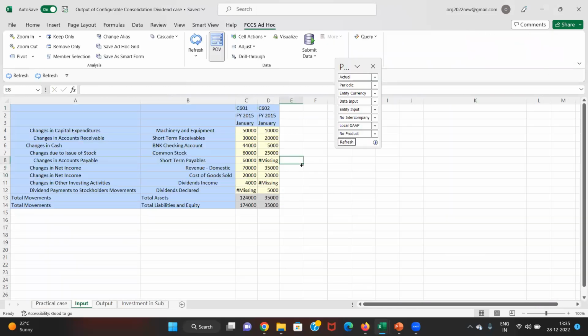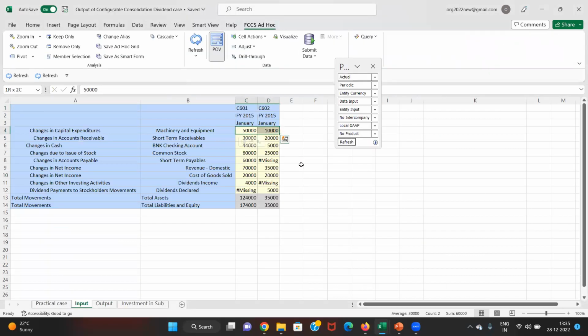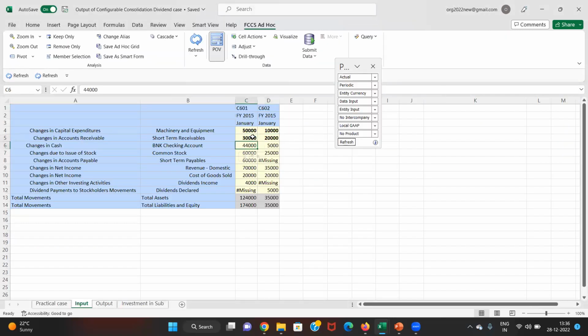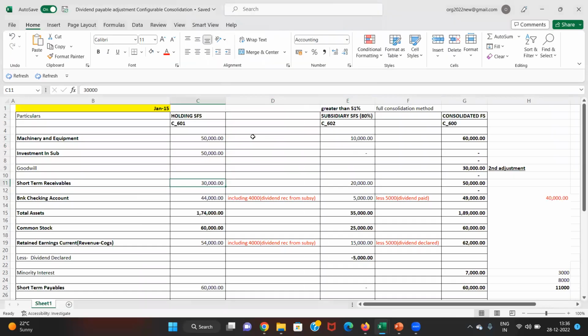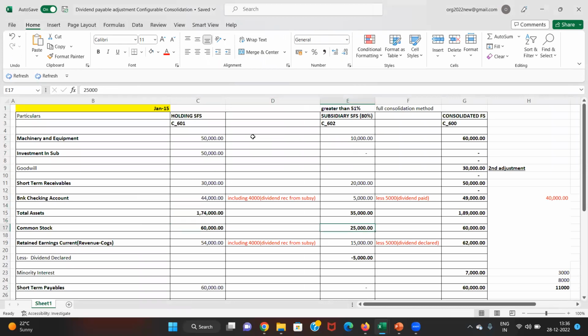So we'll just map the data as mentioned under the use case. I'll open both of them side by side. We have machinery of 50K and 10K under holding and subsidiary respectively. That is fine. Then we have short-term receivables of 30 and 20, so it should be 30 and 20 here. It's fine as well. Then we should have a bank account of 44 and 5, which is also correct. Then the other accounts include common stock of 60 and 25. So here is 60 and 25.